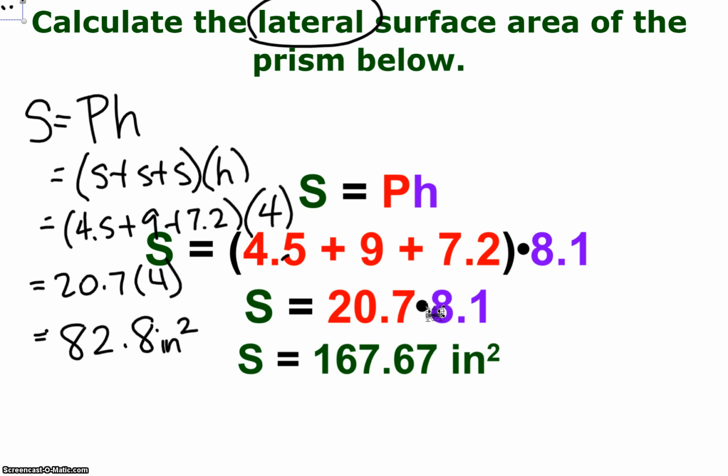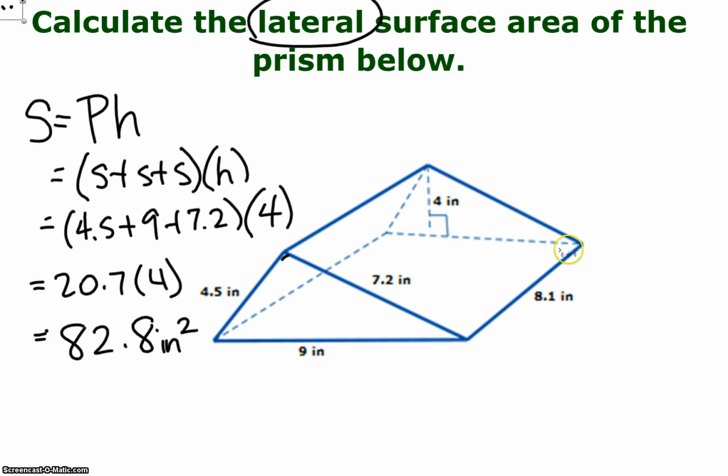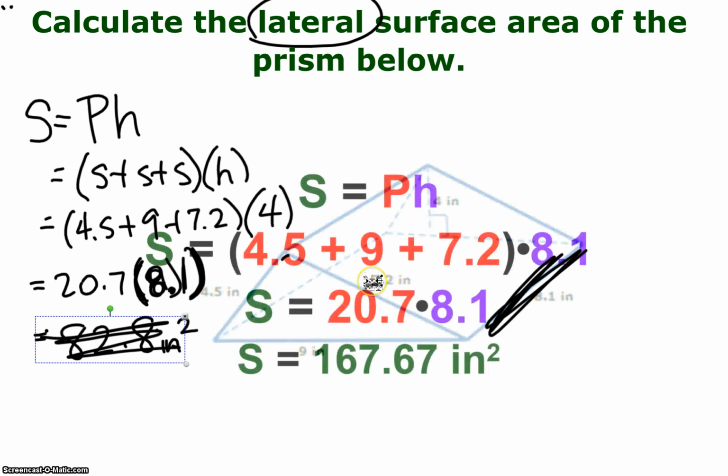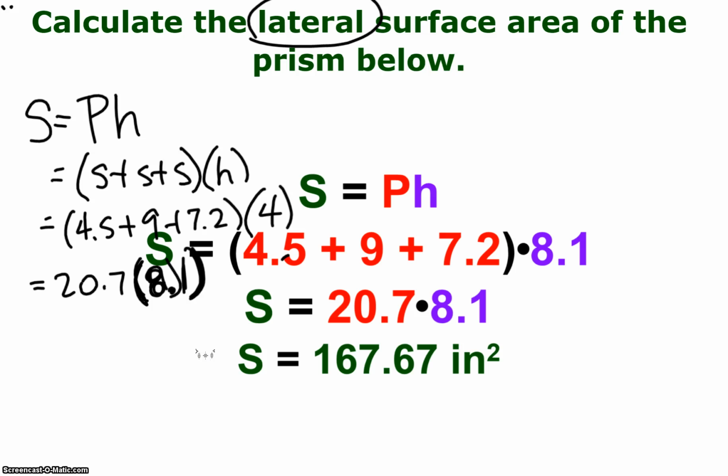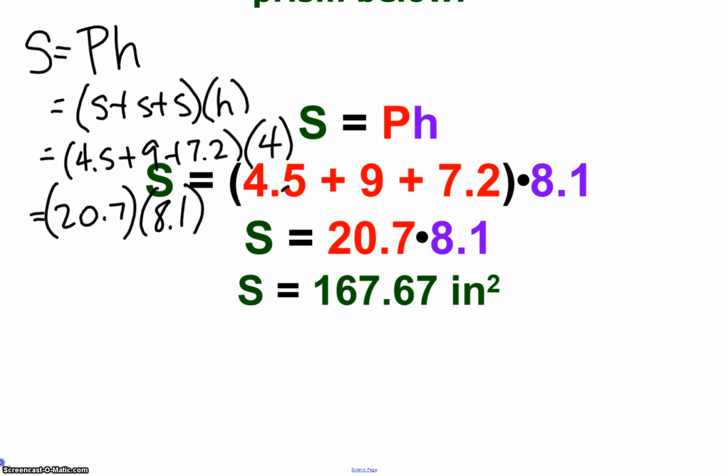And we should be able to check our answer. Miss Bryant was wrong, so let's see. Oh, this is the height. I chose the wrong height. This should be 8.1. Sorry, guys. And I'm not starting over. So our answer is 167.67 inches squared. I hope you're writing with pencil. You got to pay attention. Miss Bryant really didn't pay attention on that one.